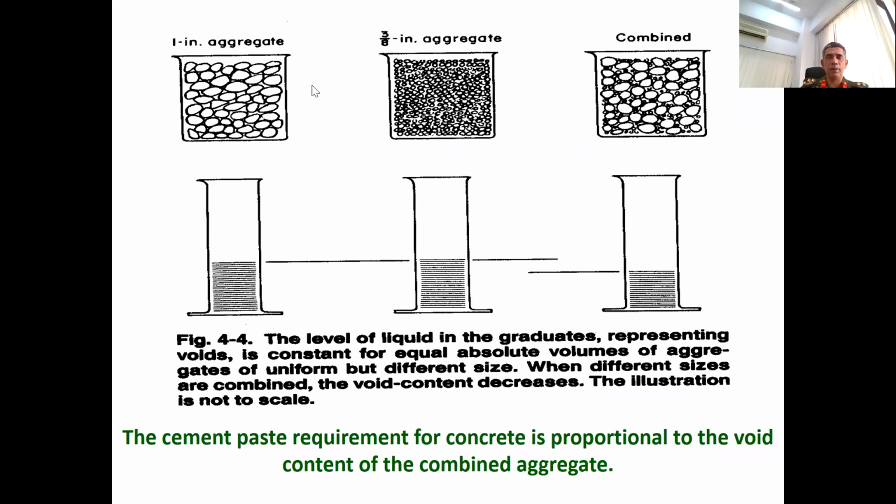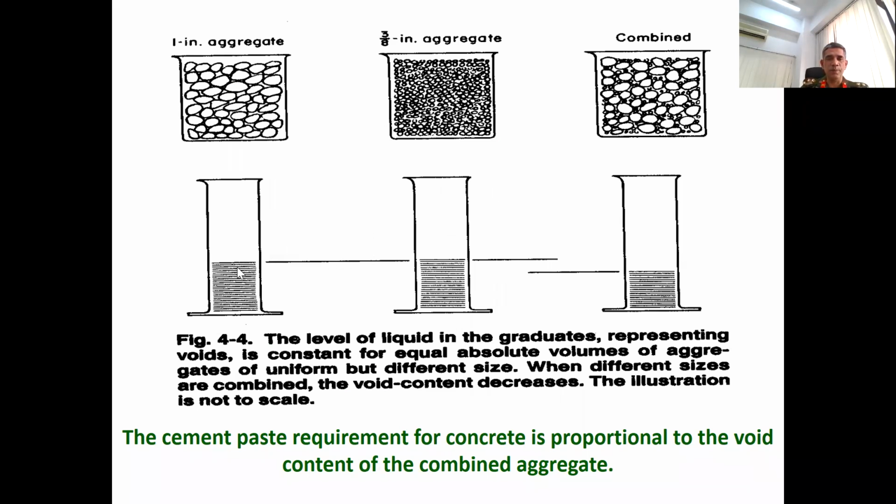See this example. Here, this container has 1 inch size aggregate. This container has 3/8 size aggregate, that means it is smaller in size. And in this container, you have combined these two, the 1 inch aggregate and the 3/8 inch aggregate. So what happens? The smaller aggregates are occupying the voids between the larger aggregates. This is represented by these 3 jars or beakers.